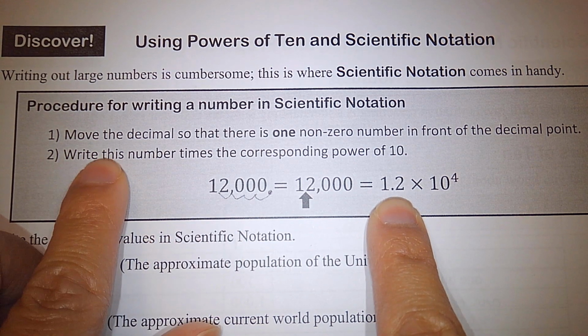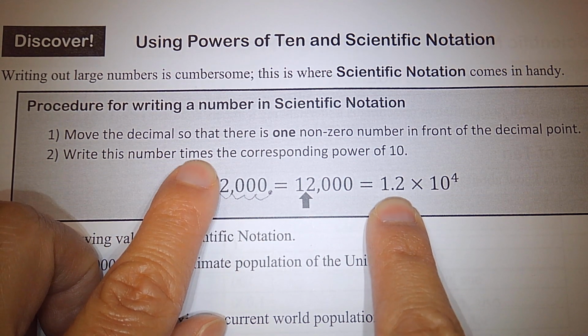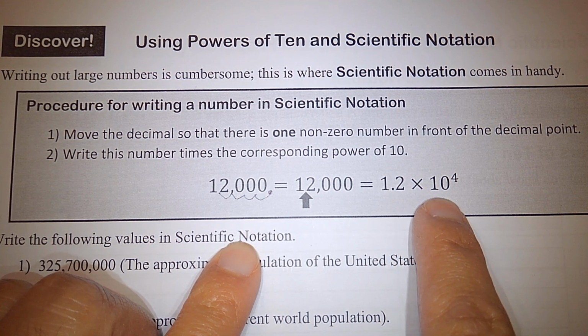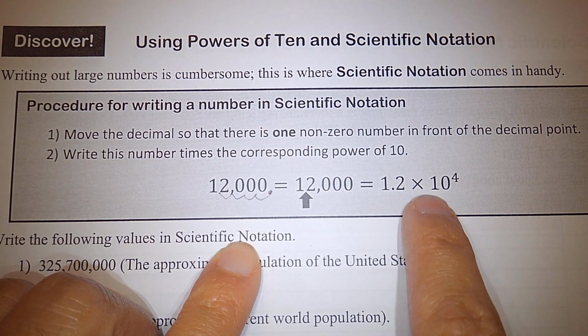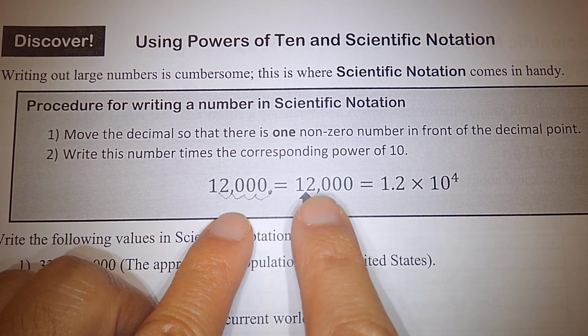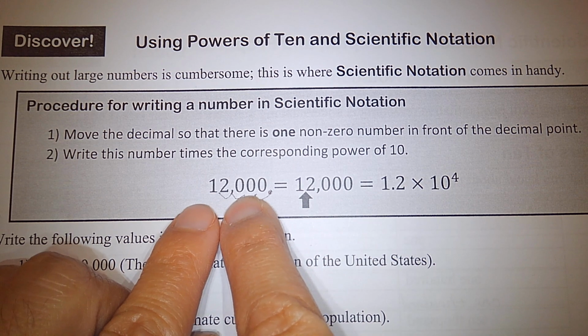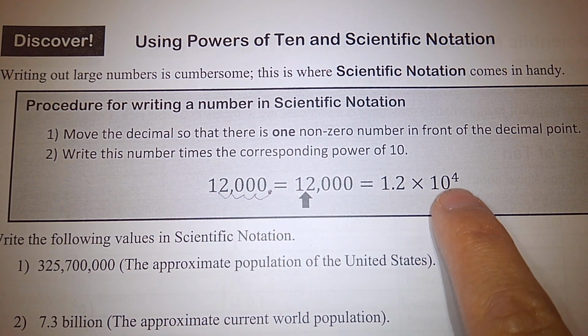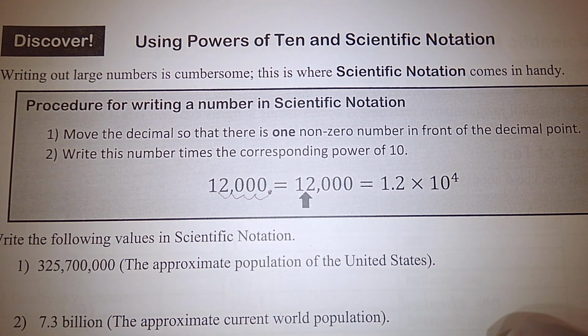And then step 2, write this number 1.2 times the corresponding power of 10, okay? So we're going to multiply by a power of 10. 10 to the what? Depends on how many digits we had already moved, right? So 4 digits. So that's why we get 10 to the 4th power. You guys? Alright, now let's practice, okay? Let's practice.